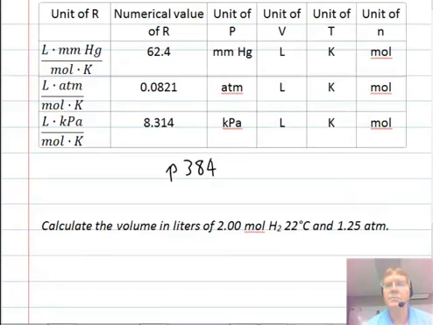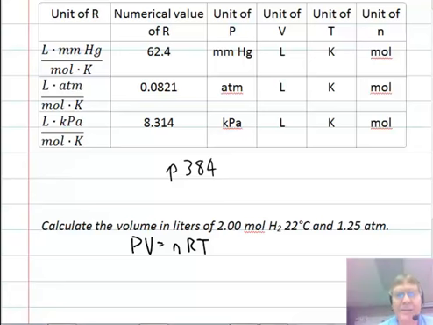Here we're given the problem: calculate the volume in liters of 2.00 moles of H2 at 22 degrees Celsius and 1.25 atmospheres. All right, so to work this problem, we'll start with writing out our ideal gas law. PV equals nRT. And then it's asking us to find the volume. So solve this for volume. So if we simply divide both sides by P, we get V equals nRT over P.